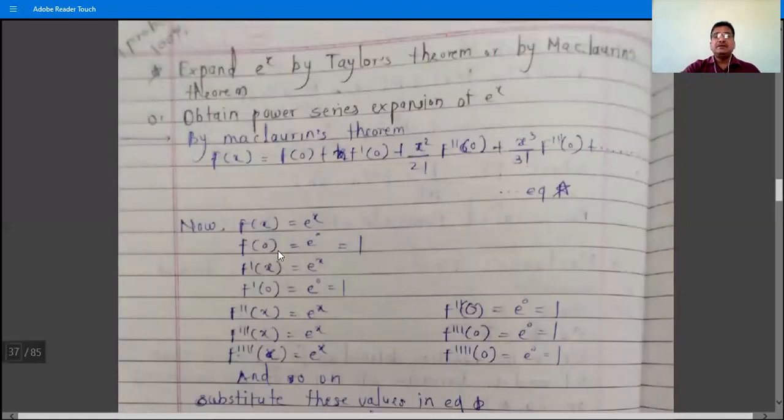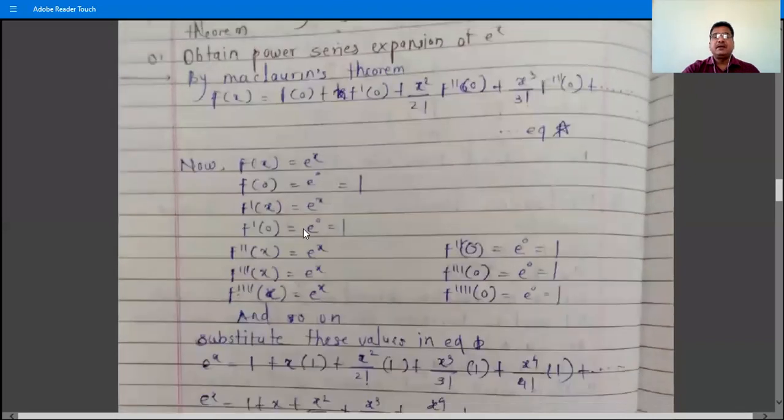So now f(x) is e raised to x. The function for expansion is e raised to x, and therefore f of 0 is e raised to 0, which is 1. Then f dash x is e raised to x, the derivative of e raised to x is e raised to x, and f dash 0 is e raised to 0, that is 1. Then f double dash x is again e raised to x, and f double dash 0 is e raised to 0, that is 1.